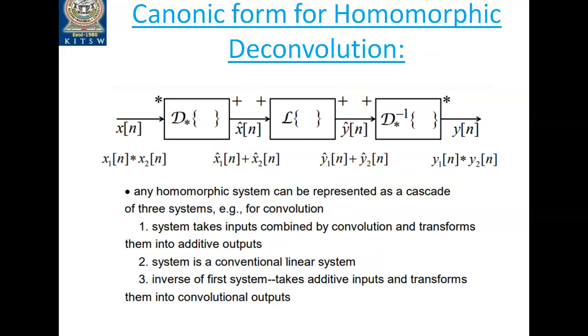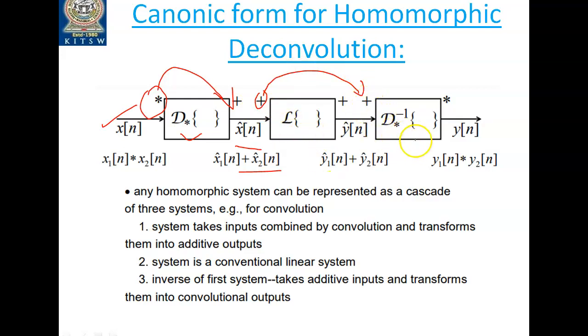Alright, now look at the canonic form for homomorphic deconvolution. Here we introduce the characteristic system. Look carefully, because this is the entire system with which we estimate the parameters of the speech signal. The signal x of n is taken as input to the characteristic system, D star, and at the output we see x cap of n, which has the additive property. So this convolved signal is converted into an additive property, and that additive signal is the input to the linear operator. It is just like the superposition principle; it holds.